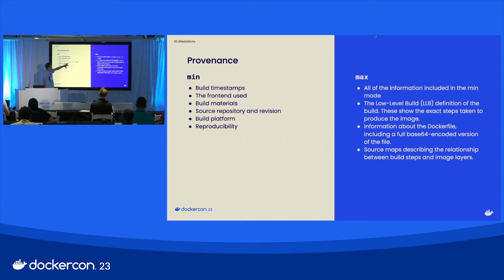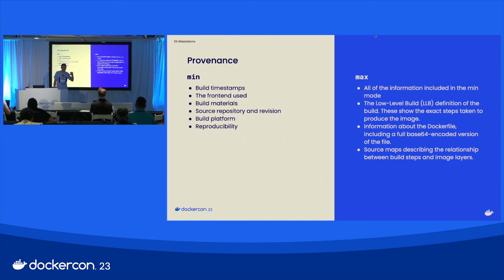The max option has everything in min plus a low-level build definition, which is the internal representation within BuildKit that maps a specific frontend into a generic format, since BuildKit has several different frontends. As well as some other information about the Dockerfile, the full Dockerfile, as well as the relationship between the layers and the build steps. So the max level ideally should be used whenever you can.